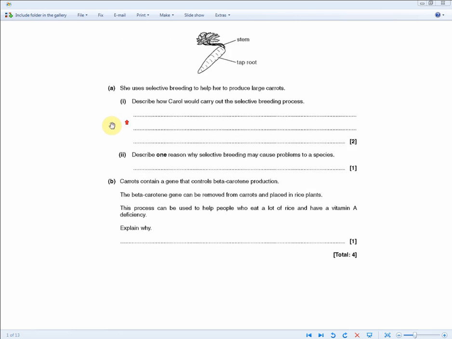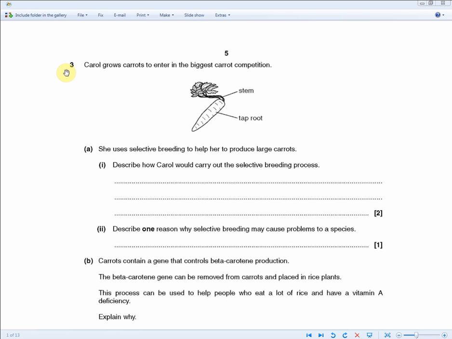So here we have some more selective breeding questions. Carol grows carrots to enter in the biggest carrot competition. She uses selective breeding to help her to produce large carrots. Describe how Carol would carry out the selective breeding process.